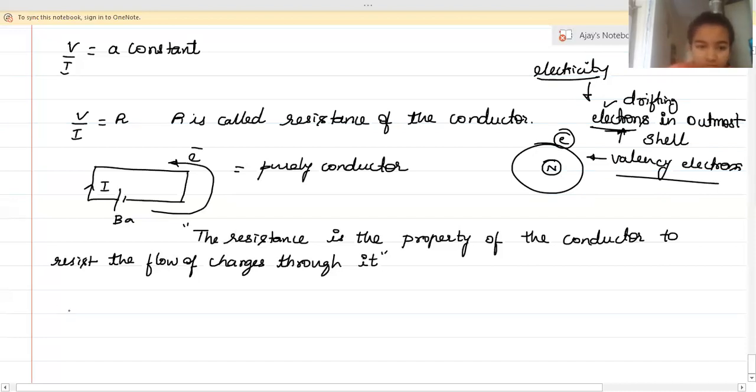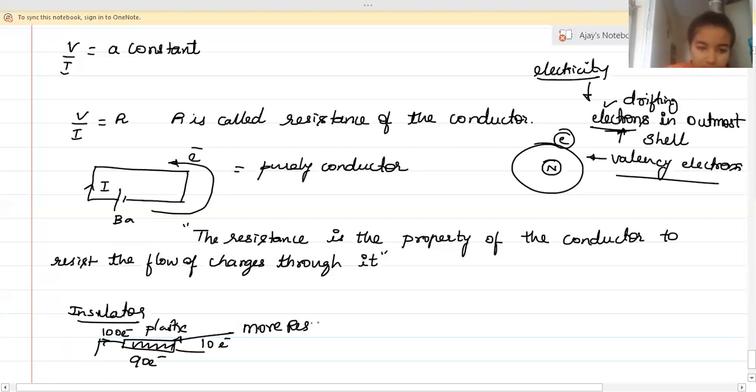Now for resistance, the electrons moving in the conductor get blocked. For example, take an insulator, let me take a plastic. I give 100 electrons as input, and at the output I get only 10 electrons. What about the 90 electrons? They are blocked by the plastic. So obviously plastic will have more resistance.